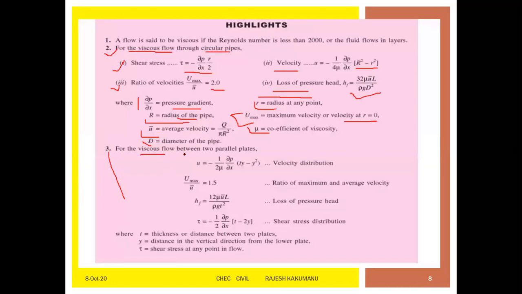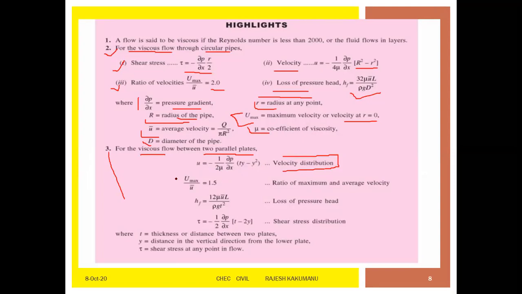So for viscous flow between two parallel plates, u is equal to 1 by 2 mu dou p by dou x into (ty minus y square). That is the velocity distribution formula. In some cases, to make the question paper a bit difficult, they will ask to derive the velocity distribution in the viscous flow between the two parallel plates. If they ask that, you have to derive it.